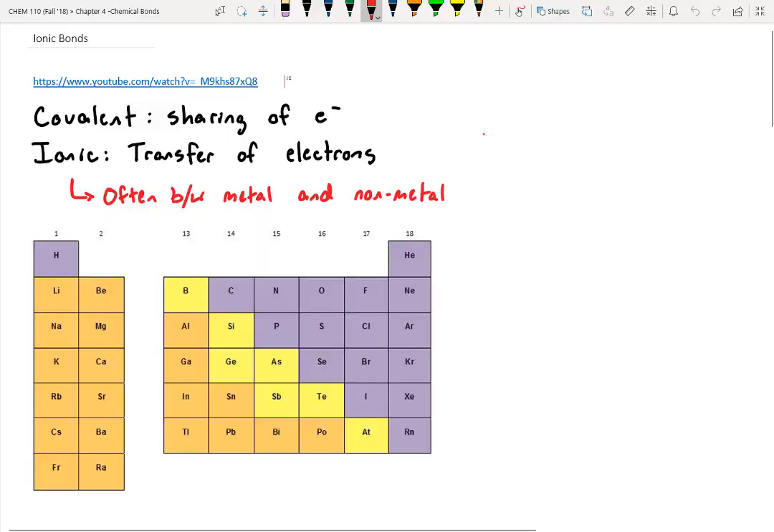All right, so on your problem of the day where we were looking at naming covalent compounds, those are easy to spot. They're between nonmetals. And that's where you share electrons versus ionic bonds. There's a transfer of electrons occurring, so it's usually between a metal and a nonmetal. However, there are polyatomic ions, and we'll talk about those later today or tomorrow.